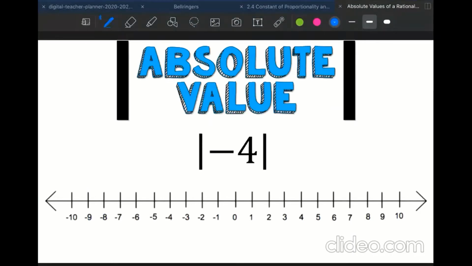All absolute value is, there's 2 ways I can do it. The first way is I can graph it on my number line. So I can find -4. And then all I have to do is count. How many places are there between 0 and -4? Well, 1, 2, 3, 4. And that's my answer.